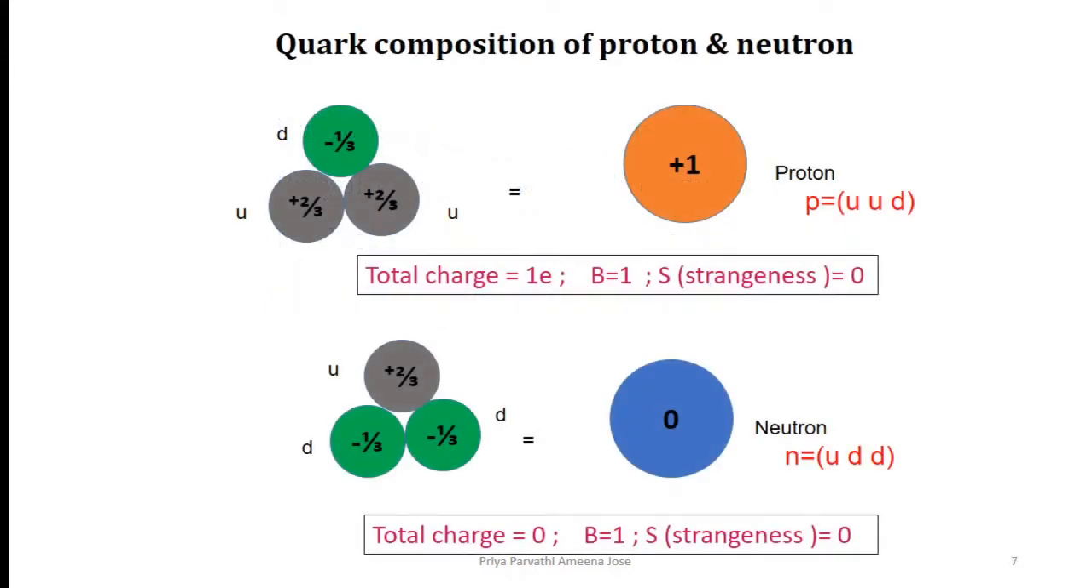Now let us look into the core composition of nucleons. A proton is composed of 2 up quarks and a down quark. The up quarks have electric charge of plus 2 by 3 of E, while down quark has the electric charge of minus 1 by 3 of E. Adding up all these charges we get plus 1. That is, proton has a charge of plus E. About the baryon number, since there are 3 quarks in a proton, the total baryon number will be 3 times 1 by 3, that is plus 1.